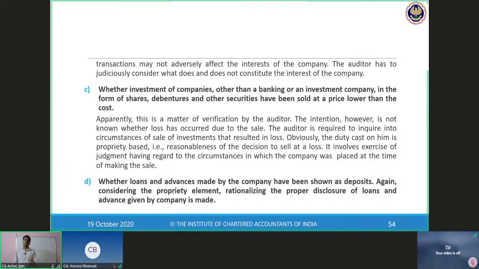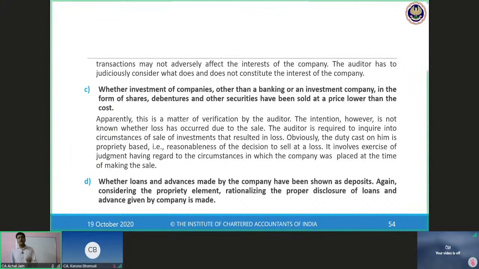Whether this loss is something which can be originally seen, means ideally, let's suppose there should not have been a loss, but the way the agreement was structured, it resulted in a loss. So this aspect is required to be analyzed by the auditor in this case. The duty cast on the auditor, therefore, is that of propriety audit, that is, reasonableness of the decision to sell at a loss.